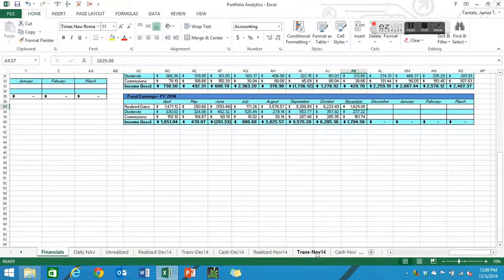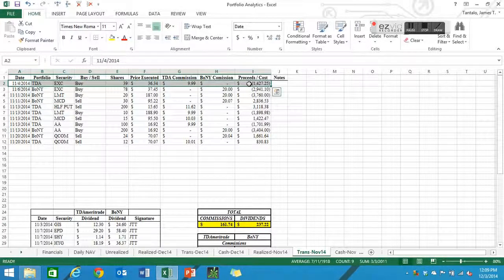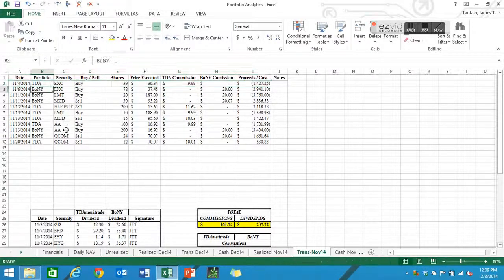Now our transaction tab, this is every month. Every time we buy or sell a security, we track it in our transaction tab, and we have a place for it. Each security has a line for each portfolio that it was in. So, we sold Exelon, or we bought Exelon here in both the TDA and Bank of New York account. So we'll have two different lines for those.